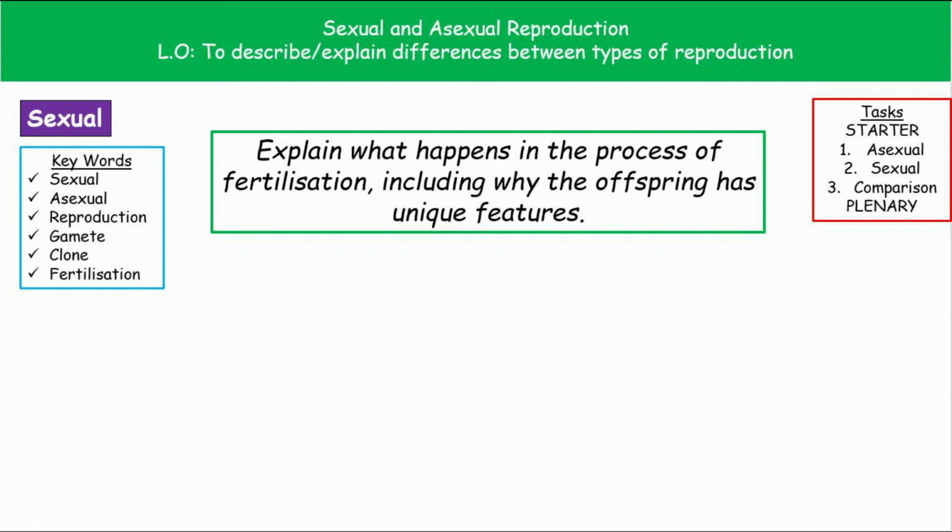Next thing I'd like you to have a go at doing is explain what happens in the process of fertilization, including why the offspring has unique features. So we don't need to worry about the initial part of the sperm and the egg actually getting into the same body. That's really not the detail we're looking for here. What we're looking at is the sperm and the egg are in one body. How do we actually get the process of fertilization occurring?